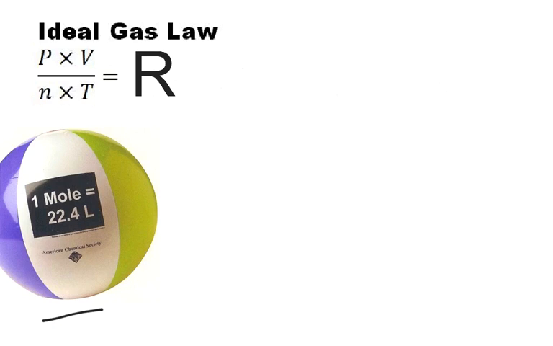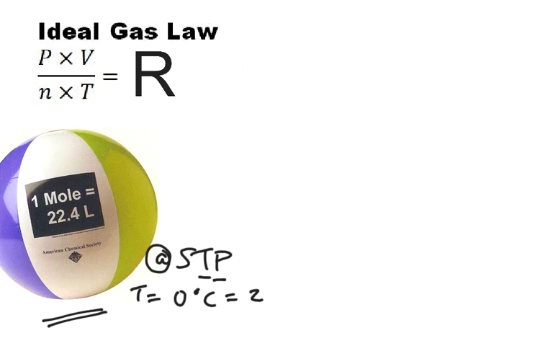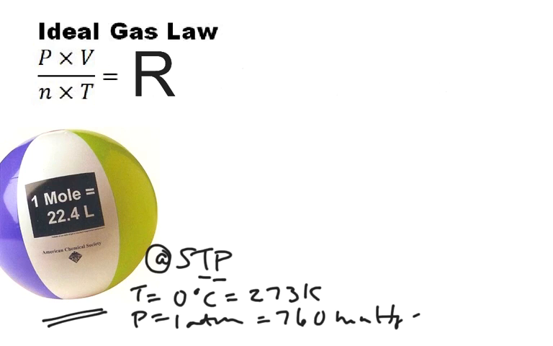And it turns out that we have that just hanging in the room there. We know that 1 mole of a gas has a volume of 22.4 liters at STP. Now STP, you might remember, is standard temperature and pressure. Standard temperature is 0 degrees Celsius, which will immediately change to 273 Kelvin. And standard pressure is 1 atmosphere, or 760 millimeters of mercury, or 101.3 kPa.